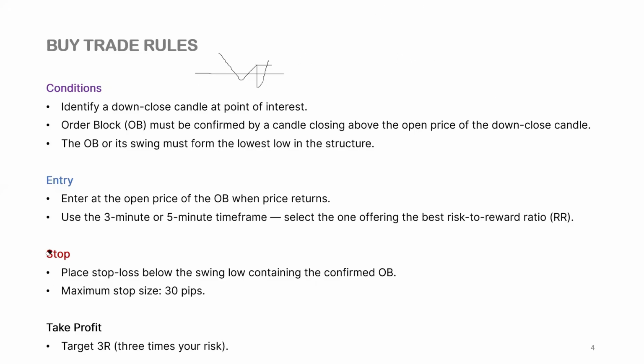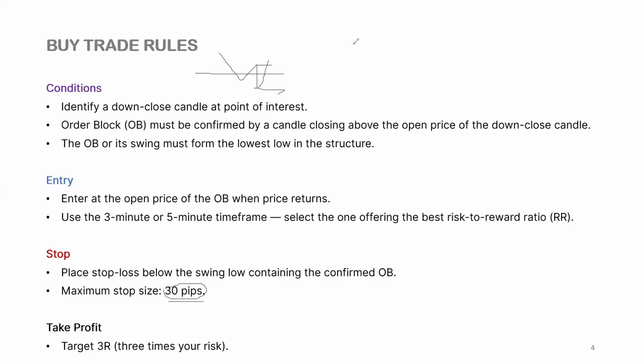Now, where do we place our stop? Very simple. We just place the stop at the low. So place the stop below the swing low containing the order block. This is the swing low containing the order block, so I'll place my stop here. And then we want to use a maximum stop of 30 pips. You could decide how much to use, but this is what I use.